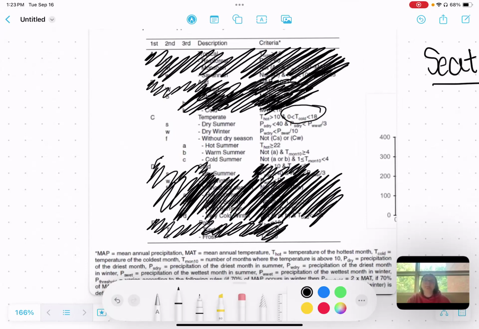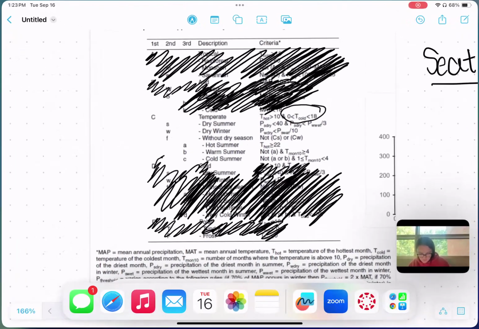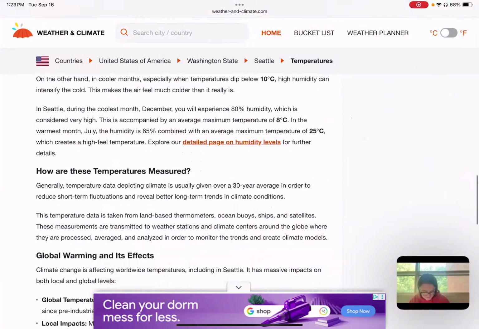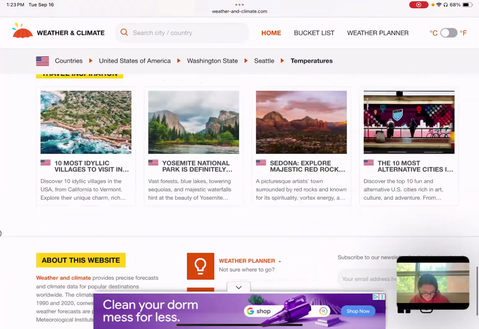But let's just go ahead and double check just to be sure that we all understand what we're doing. So, dry summer is PS dry, so the summer dry month, less than 40. Let's see if the temperature map is on here. It is not, unfortunately.